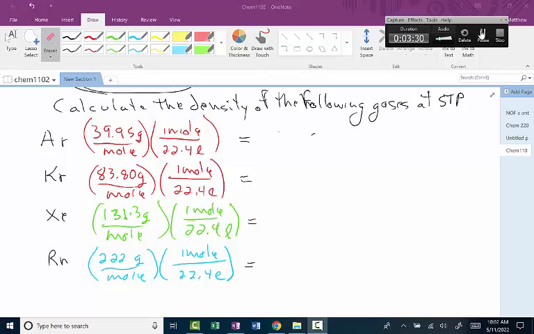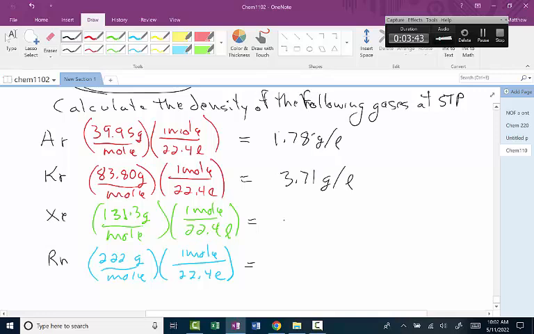So when I do the math on these, for the argon, I get 1.78 grams per liter. Krypton, 3.71 grams per liter. Xenon, 5.86 grams per liter. And radon, 9.91 grams per liter. So one of the points you need to take home is, as the molar mass increases over here on the left, the density over here on the right increases.